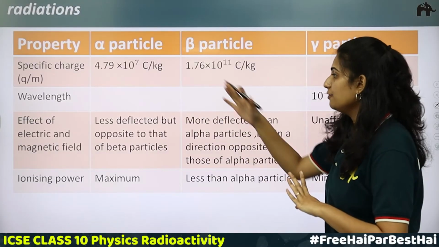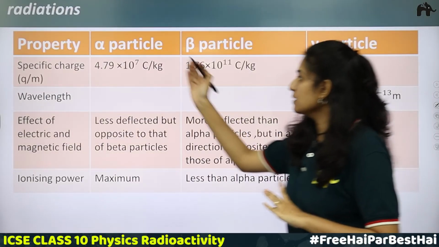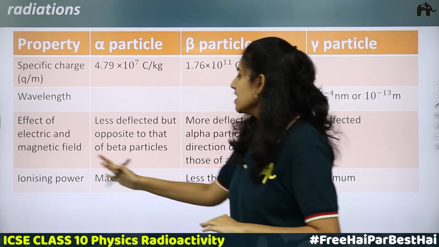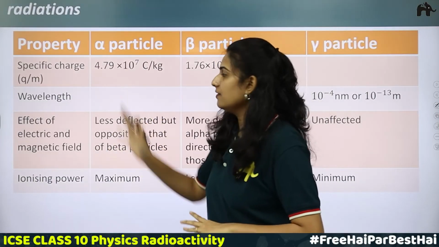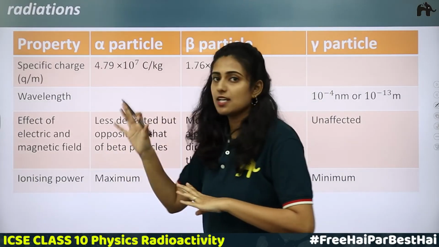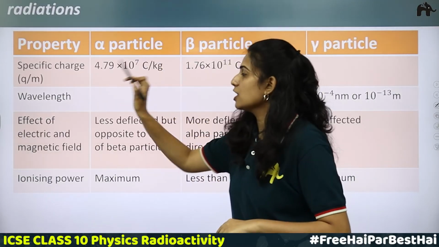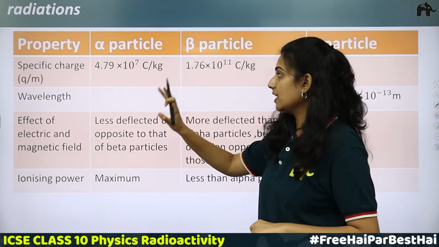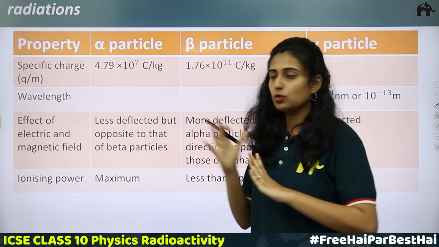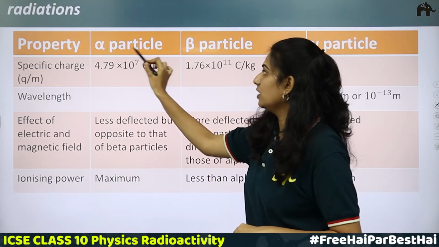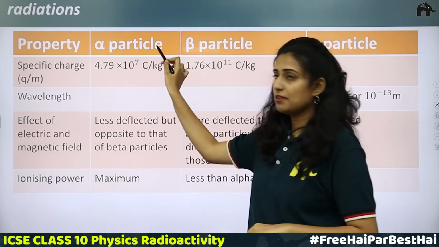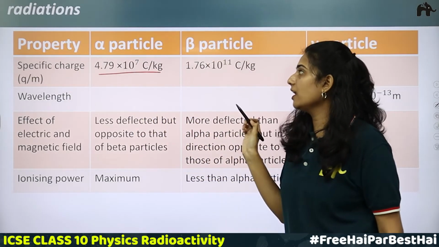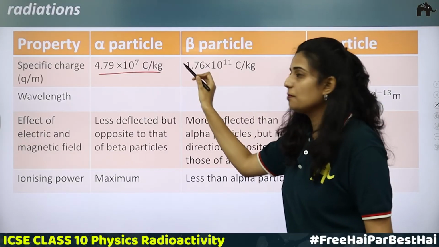Okay, next we'll take the 4 properties, which are specific charge, wavelength, effect of electric and magnetic field, then ionizing power. So specific charge is nothing but charge divided by mass. If we know the charge of alpha particles and the mass of alpha particle, we can divide and calculate the specific charge of alpha particles, and you will be getting the value 4.79 into 10 raised to 7 coulomb per kilogram.